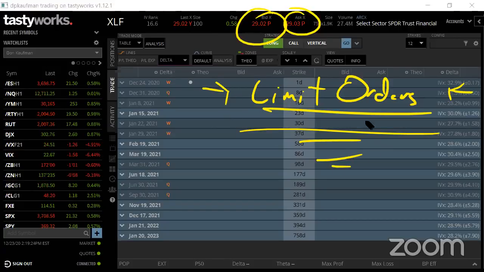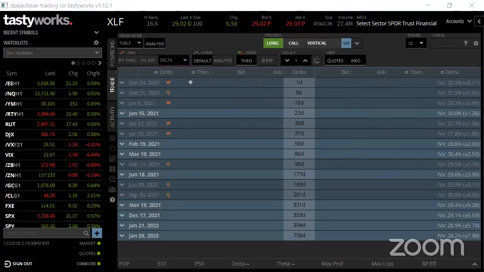There is absolutely, unequivocally no reason to use a marketable order at all. Any trader that tells you otherwise has what? Either lack of skill or they're getting compensation for you using marketable orders. You do not use market orders in any instance ever. Not in stocks, not in options, not in futures.